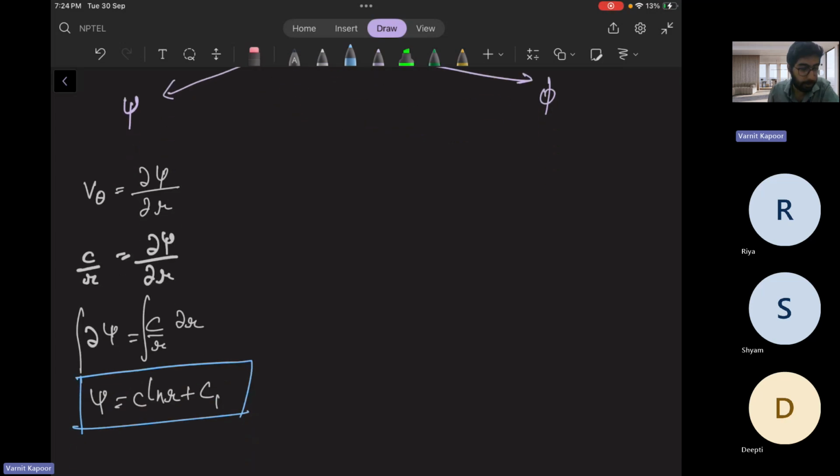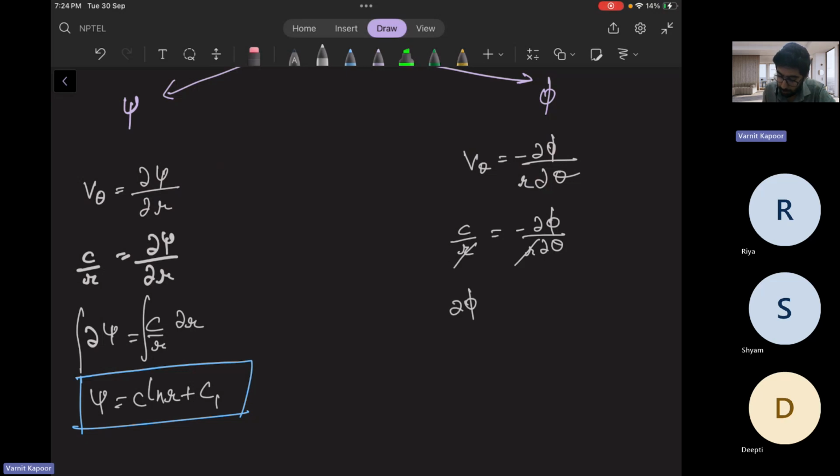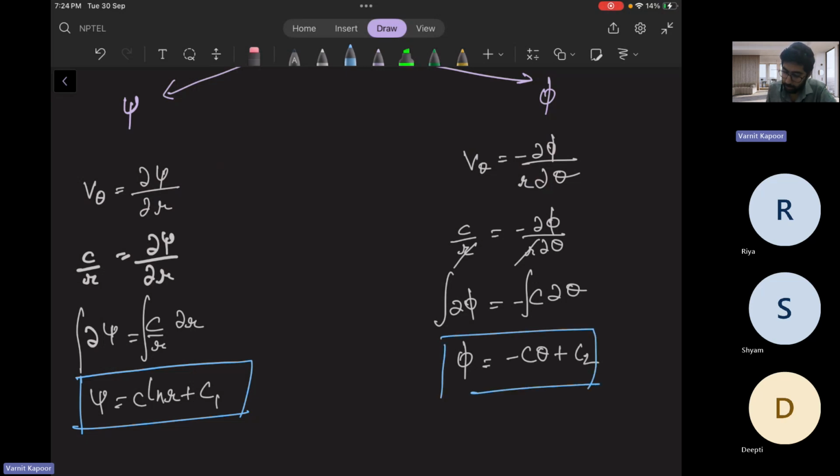Whereas for phi, we know that v theta can be written as minus dou phi by r dou theta. And again, v theta is C by r, so minus dou phi by r dou theta. Okay, so again do the integration. This r and r cancel out. So dou phi is nothing but minus C dou theta integrated. So phi is equal to minus C theta plus C2. This is your other expression of phi.